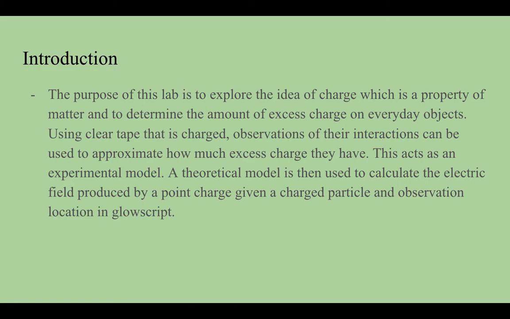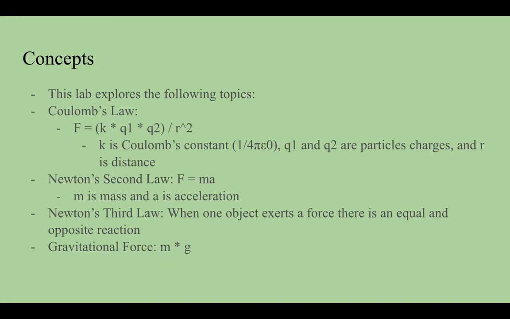A theoretical model is then used to calculate the electric field produced by a point charge, given a charged particle and an observation location in GlowScript. This lab explores the concepts of Coulomb's law, which is k times q1 times q2 over r squared, where k is Coulomb's constant, q1 and q2 are particle charges, and r is distance. Newton's second law, which is F equals ma, and Newton's third law, which is when one object exerts a force, there is an equal and opposite reaction, as well as gravitational force, which is mass times the gravitational constant.